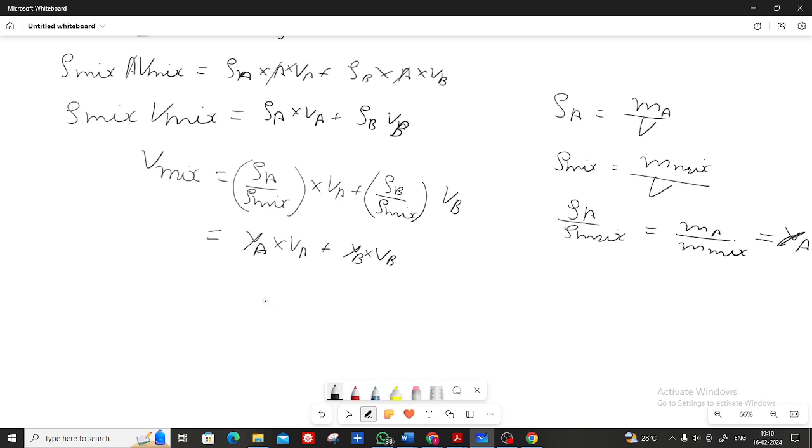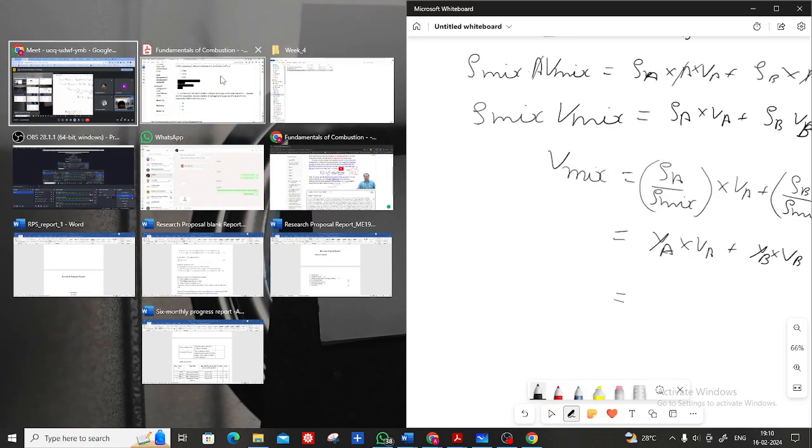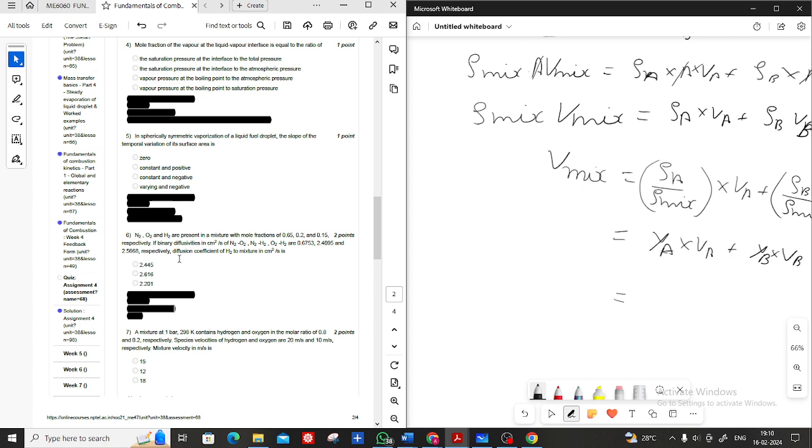Is this clear? How will you calculate YA? They have given the mole fraction, right? Now we need to calculate the mass fraction from the mole fraction. For H2, the mole fraction is given in question number 7. For hydrogen the mole fraction is 0.8. So YA is 0.8 times the molecular weight.